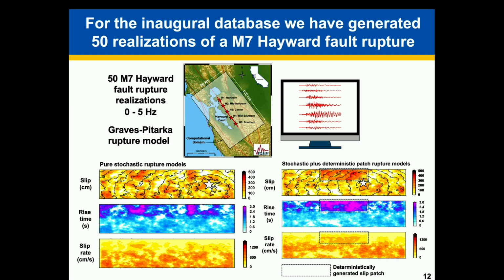We're going to have 50 Hayward fault rupture realizations. The first realization of the database is going to go from 0 to 5 hertz in those simulations. We're using the Graves-Pitarka rupture model to characterize those ruptures, as you heard yesterday. We have 2 types of ruptures. We have the pure stochastic ruptures. We have 25 of those, where Arben throws the dice and samples the distribution for the slip rate and so forth. And so we've got those that Arben has built up.